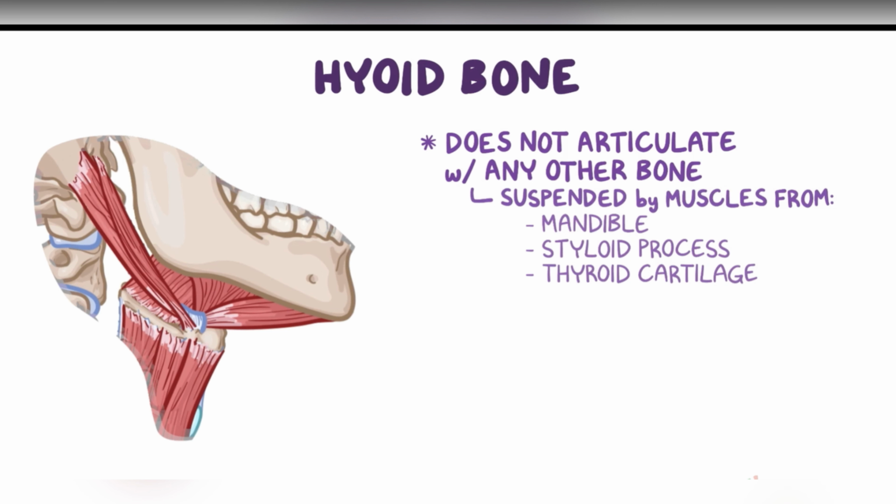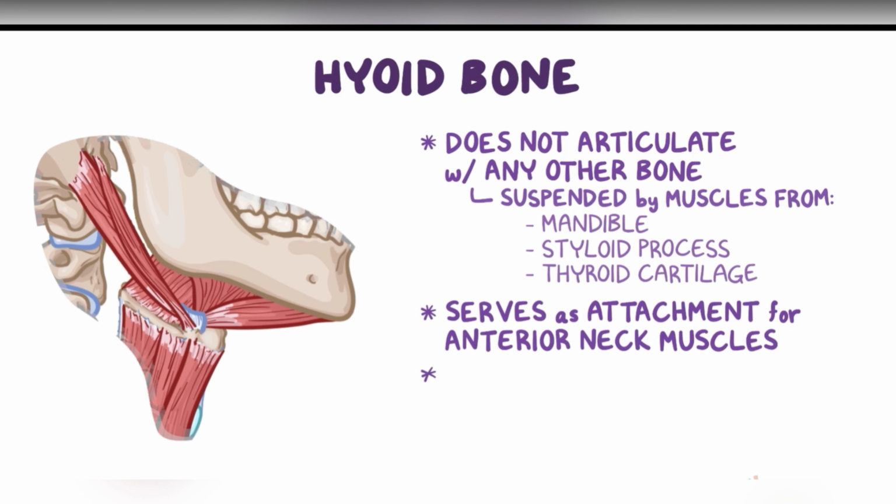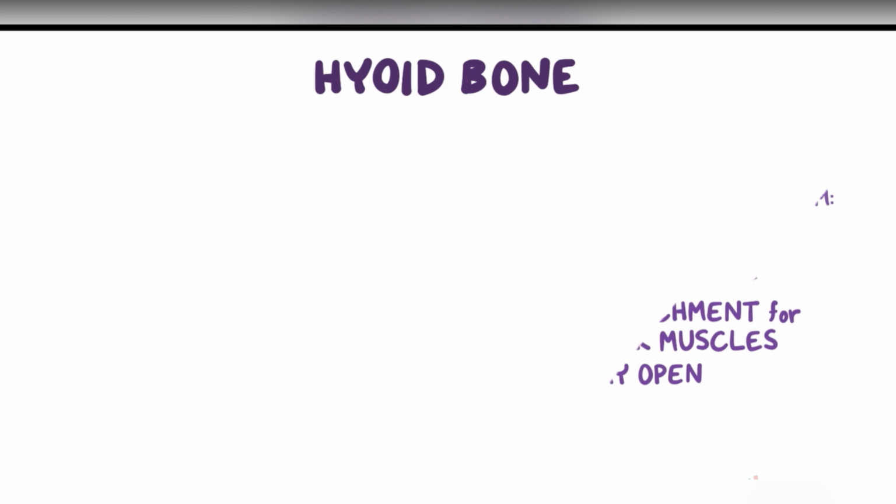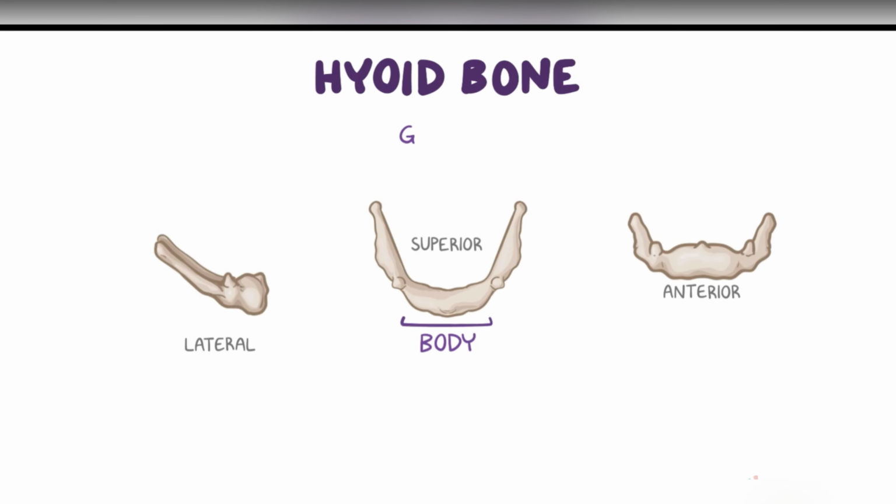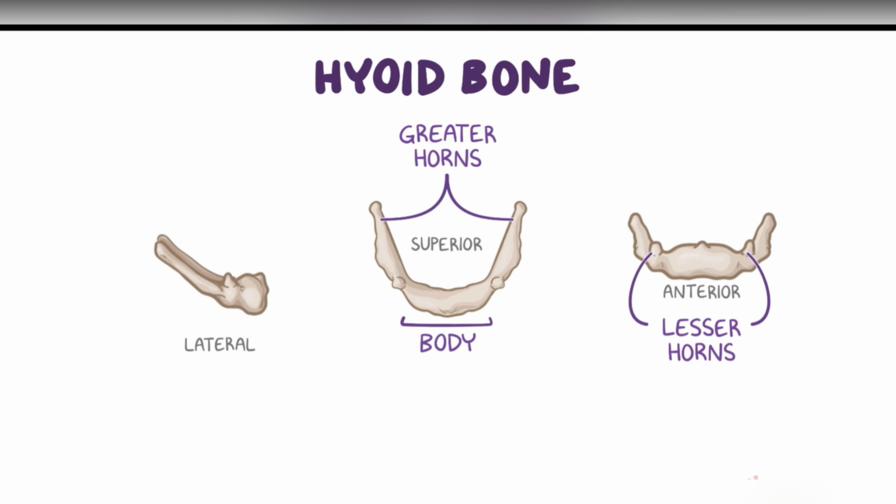The hyoid bone is connected to the styloid processes of the temporal bones by the stylohyoid ligaments and is firmly bound to the thyroid cartilage. Functionally, it serves as an attachment for anterior neck muscles and a prop to keep the airway open. Now, the hyoid bone itself consists of a body and greater and lesser horns.